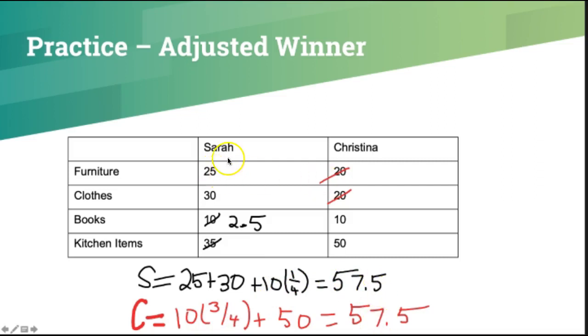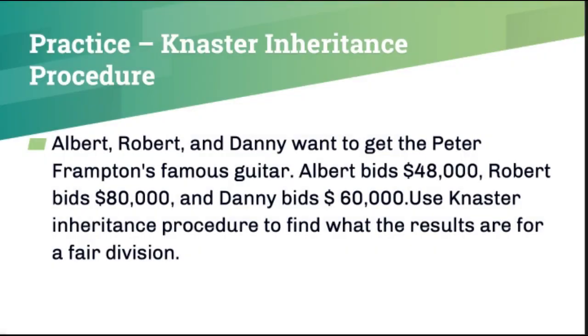You've got Sarah getting the furniture, Sarah getting the clothes, and Christina getting the kitchen items, and then what's left. As long as you're dividing that equally so that when you're adding up all of the values, points of values for each of the furniture, clothes, books, and kitchen items, you get 57.5. I'll give you some more examples of the adjusted winner method at the end of this PowerPoint in the form of a couple of links.